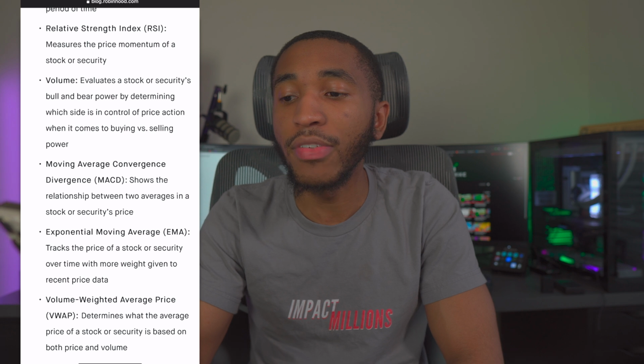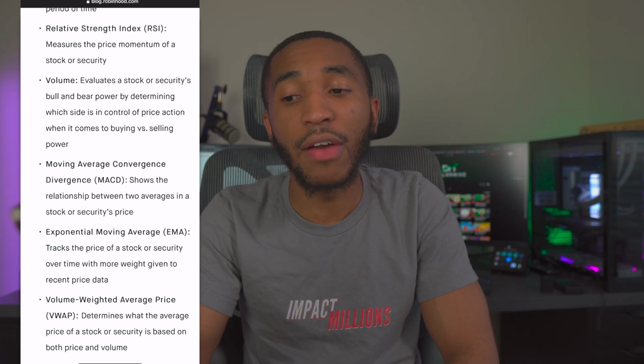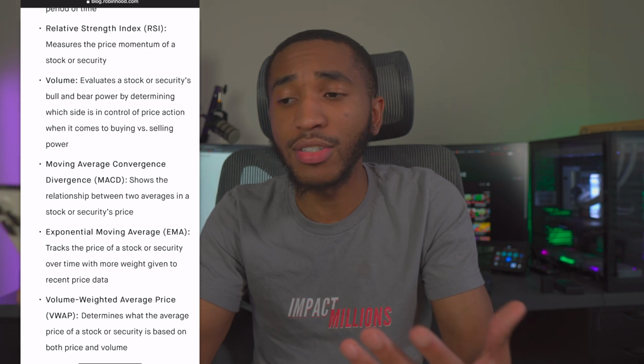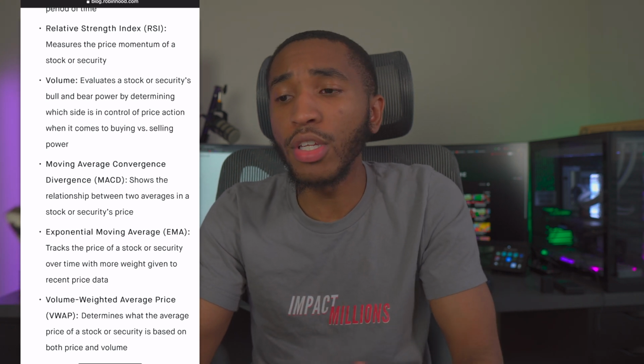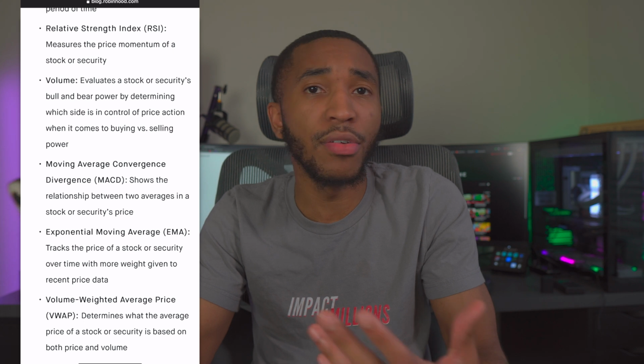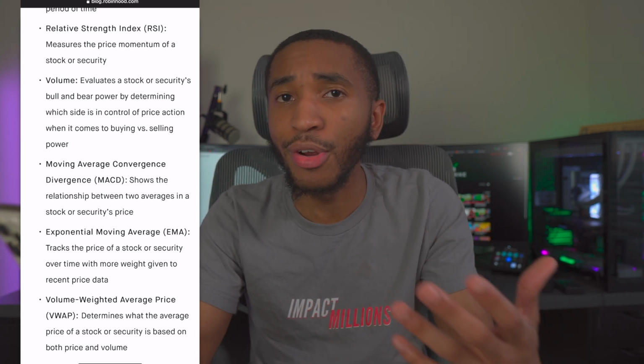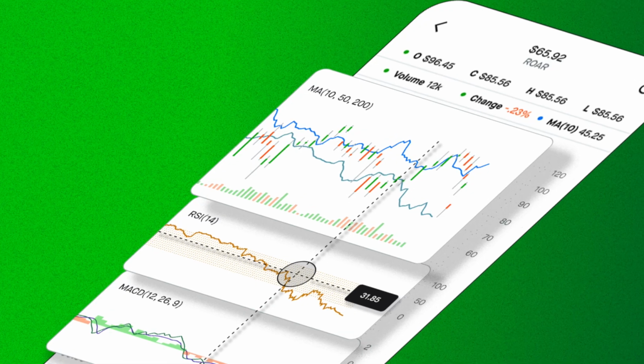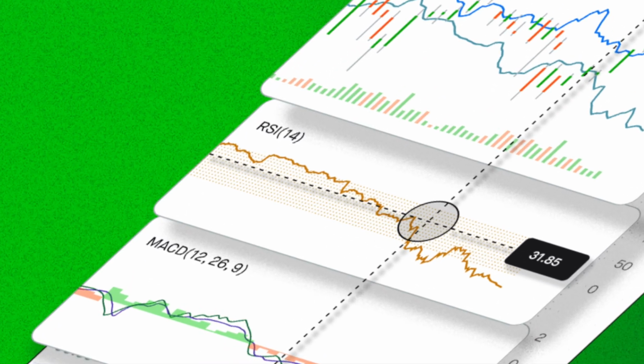Of course, after that, we have the moving average convergence divergence, the MACD. A lot of pro investors, a lot of advanced investors definitely focus on the MACD. Really, honestly, all these different indicators to make an informed decision on whether they should take a trade or not, as Robinhood mentioned before in their news post. The MACD shows the relationship between two averages in a stock or security's price.